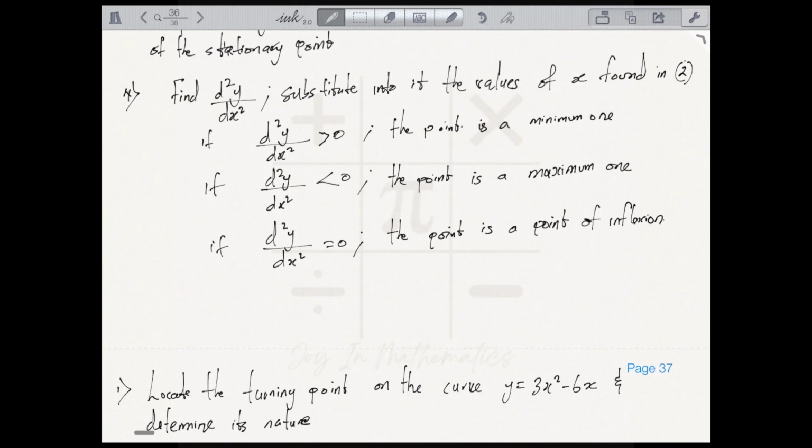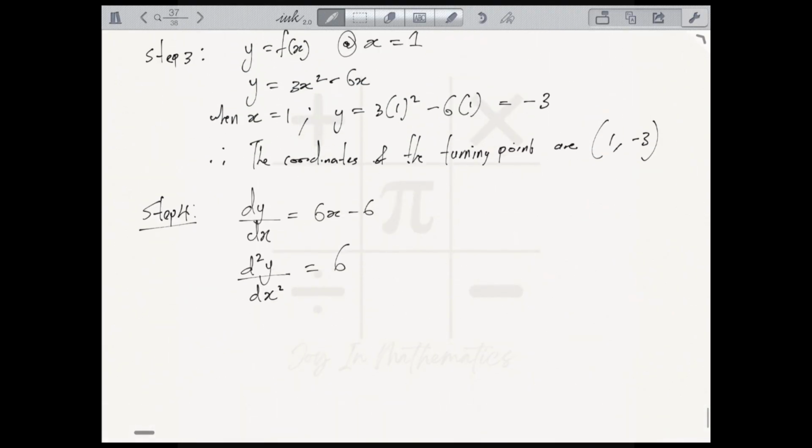If the second derivative d²y/dx² is less than 0, the point is a maximum point. And if d²y/dx² is equal to 0, the point is a point of inflection. Now d²y/dx² here is greater than 0 because 6 is greater than 0. Therefore the point is a minimum point.